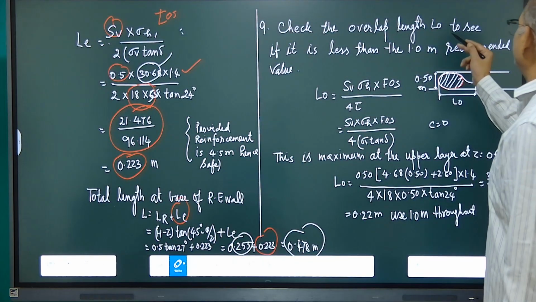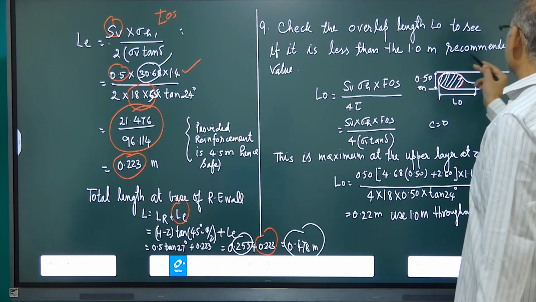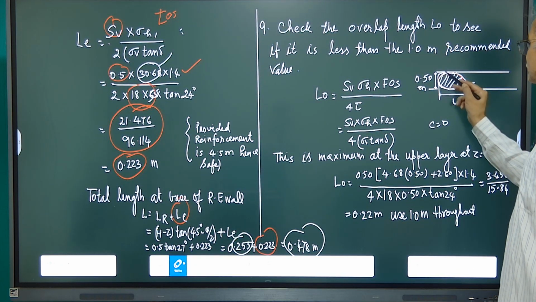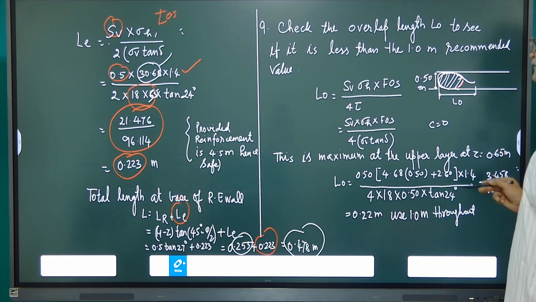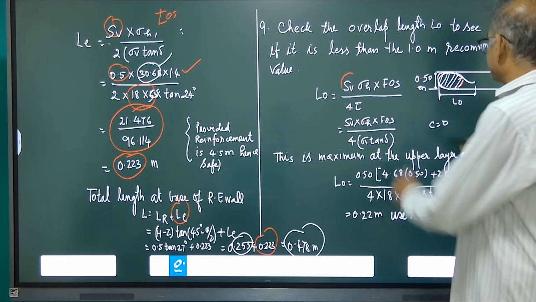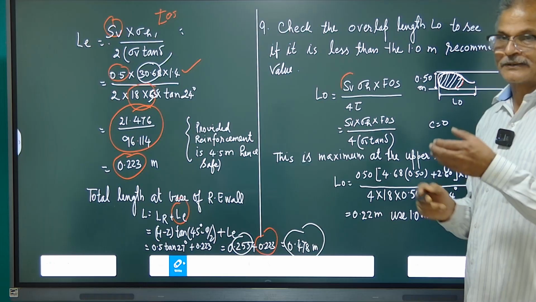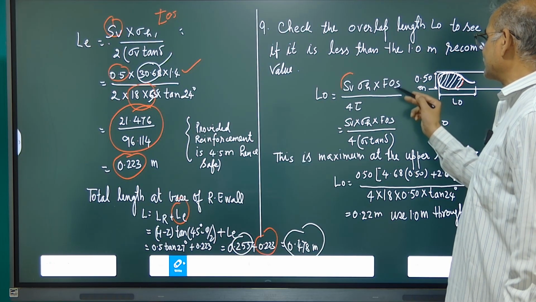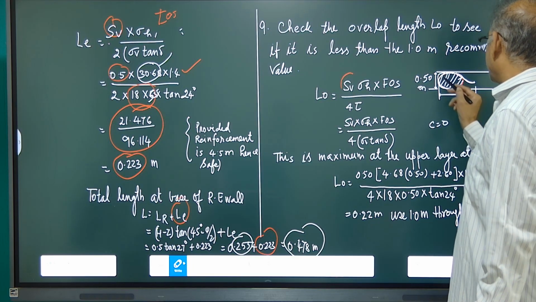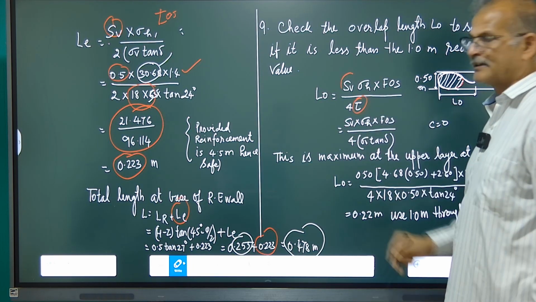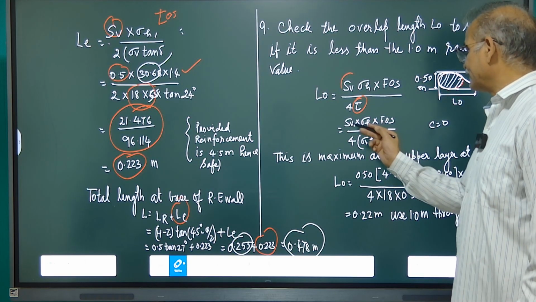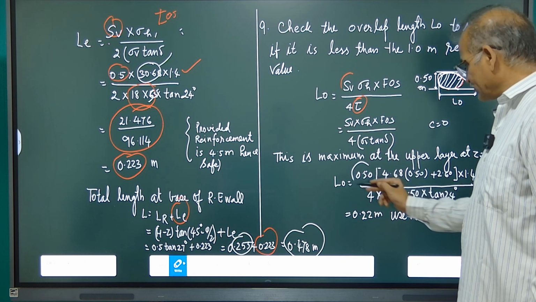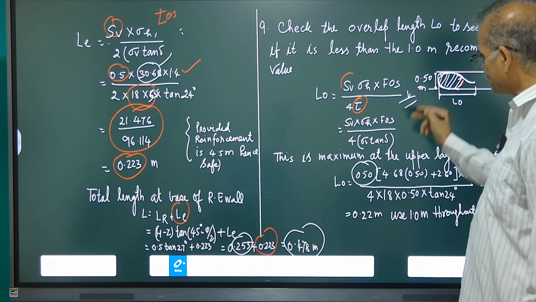Now check the overlap length to see if it is less than the 1.0 meter recommended value. What we used for the wrap-around is 1 meter, and how much is required we can find out. The top layer will be more vulnerable to snatching of this geotextile. So SB into sigma h into factor of safety upon 4 tau, because 4 times it will offer the shear stress. SB into sigma h factor of safety over 4 times sigma v tan lambda, and the vertical spacing between the reinforcement is 0.5.